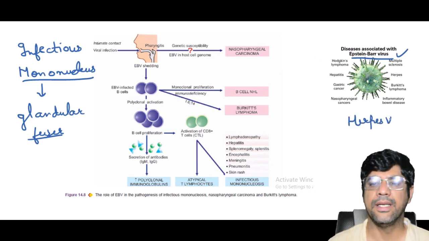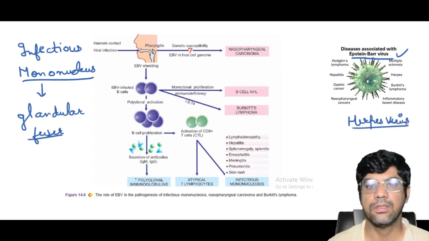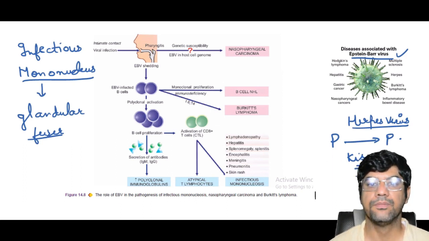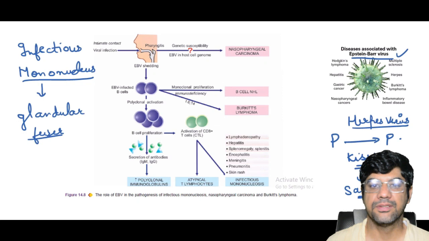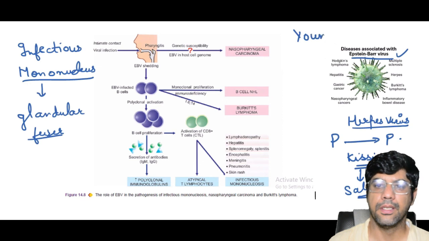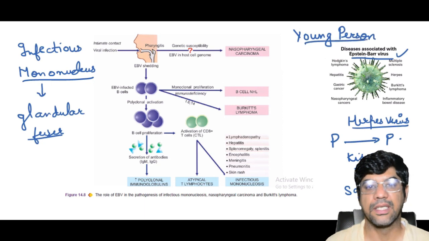Now, how is it spread? It is spread through direct person to person contact, like kissing. So the main route is saliva, the transfer of saliva contaminated with the virus. It is most prevalent among young people, young persons who are in schools, colleges, camps, etc.